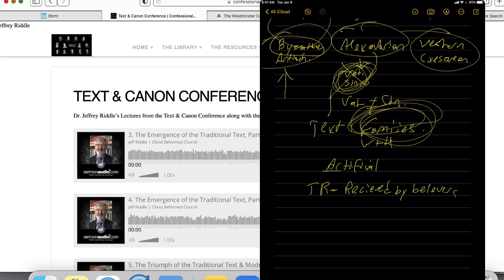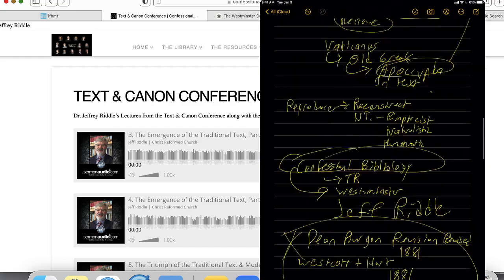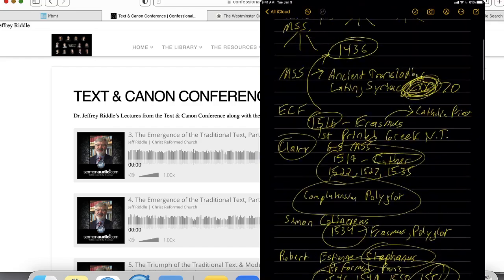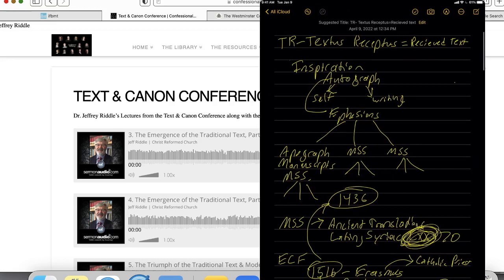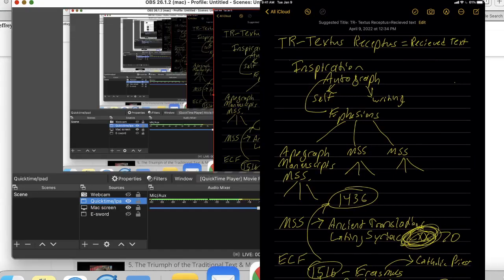So this would be just an overview of the TR. To my friend who asked me, this was my attempt at trying to give you a visual explanation. Hope it's helpful. Thank you.